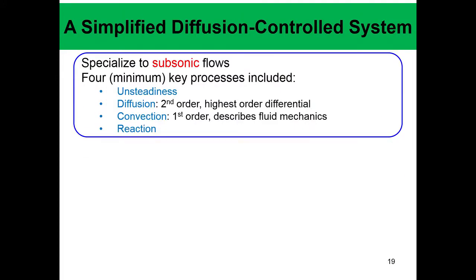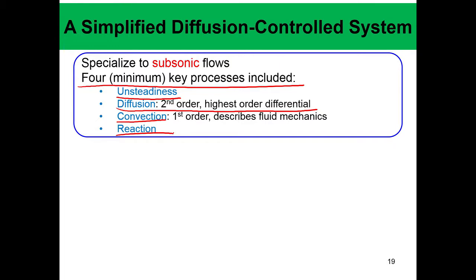These are the assumptions: we will specialize to subsonic flows only, and only 4 minimum key processes will be included. We will include unsteadiness, we will include diffusion, that is mass and species diffusion, and we will include thermal diffusion, that is conduction. We will include convection, and of course we will include reaction, because otherwise, if we do not include diffusion and reaction, it does not really describe a real combustion situation.